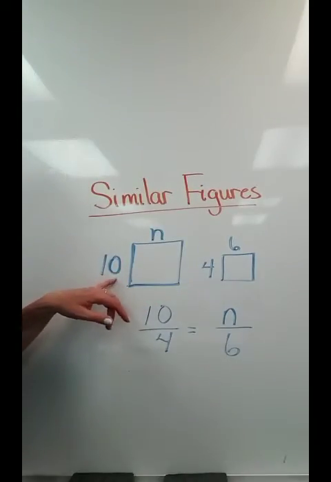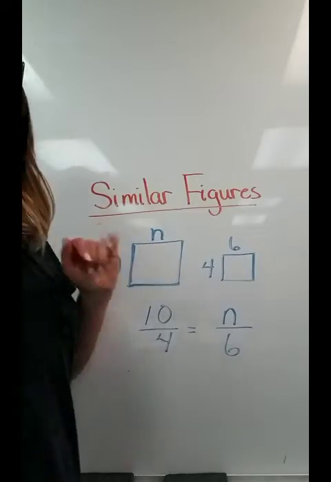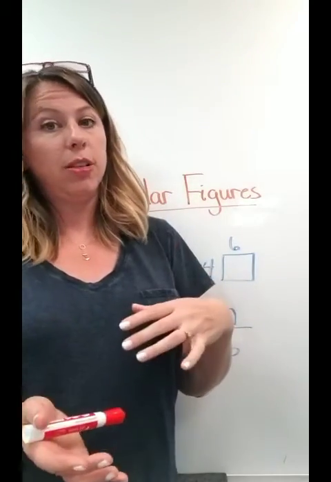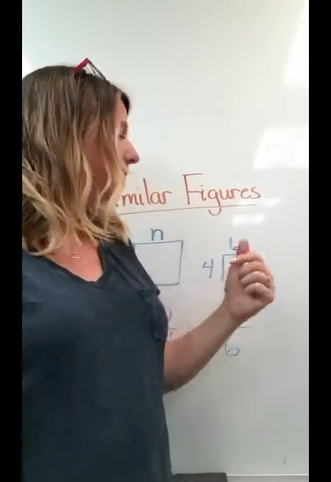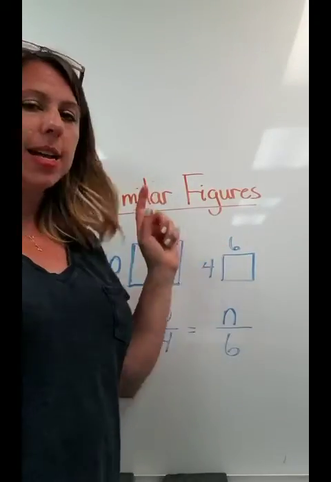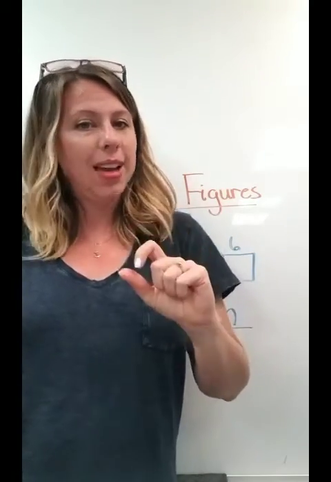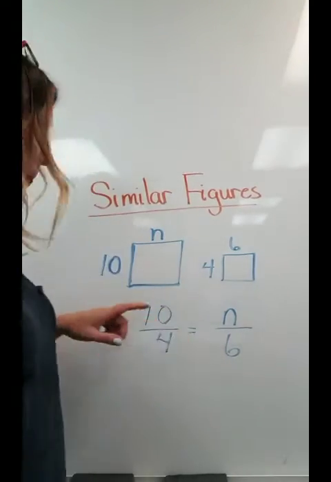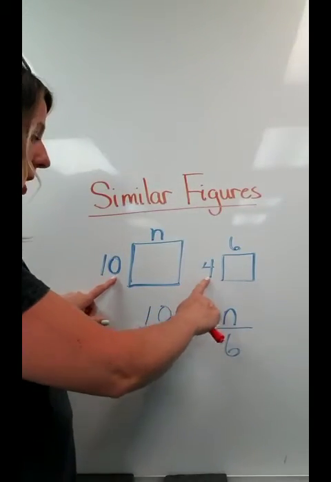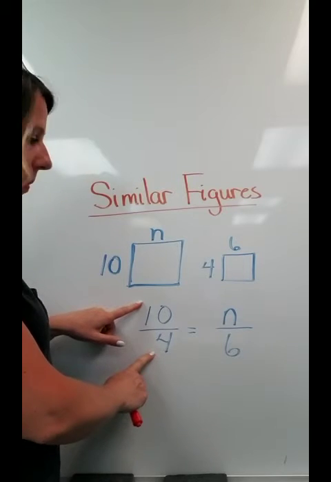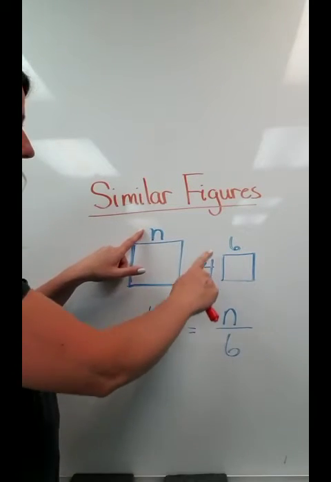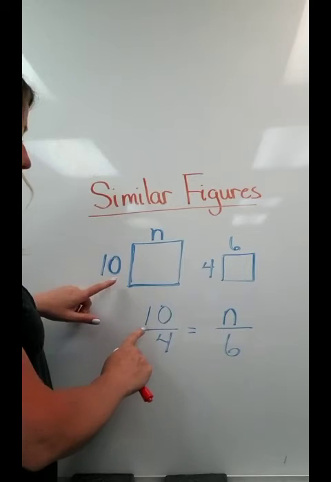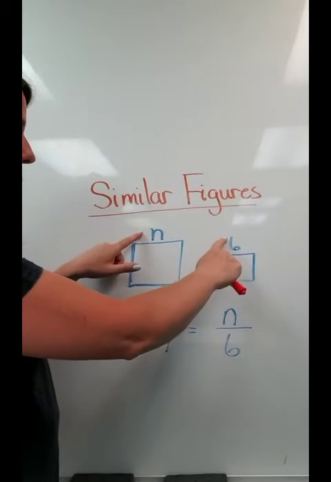So we have a side of 10, and n is our unknown side. We don't know how long that is, but we're going to figure out what that is. This one is 4 and 6. We have both of those, so we can compare these. So I have written ratios right here. We're going to compare 10 to 4. So that's why I have 10 over 4. And we're going to compare these two sides together, n to 6. So 10 to 4 is the same as n to 6.